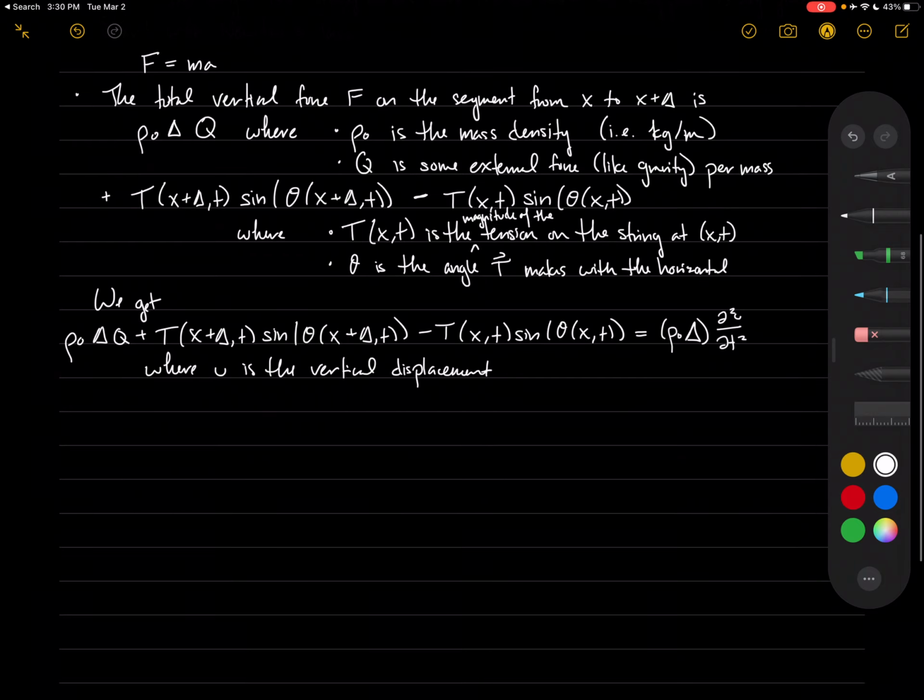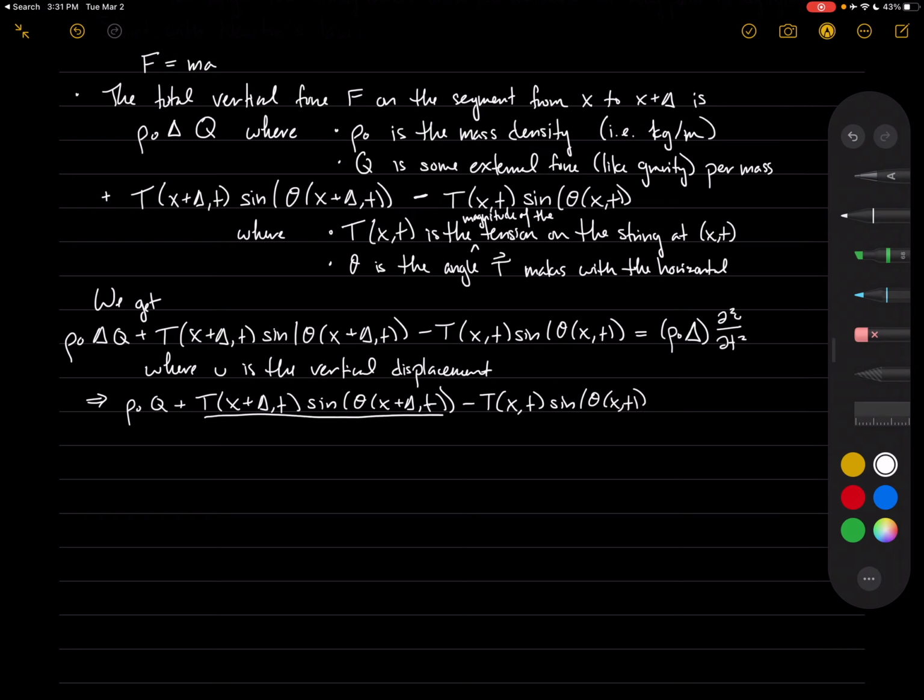Okay, now from this equation, we can divide everything through by delta. And now we're going to see some things that look familiar to us. These terms here don't have any delta factor in them, so we're going to put these over delta, of course, equals rho naught, partial squared u, partial t squared.